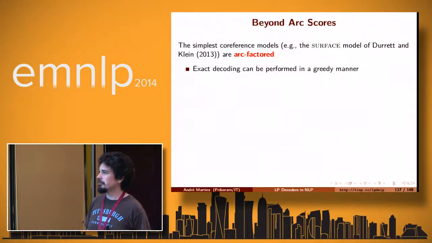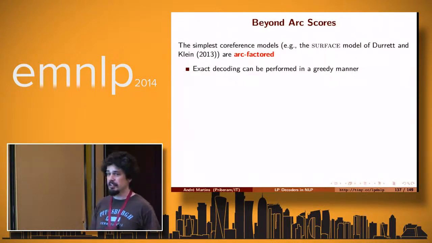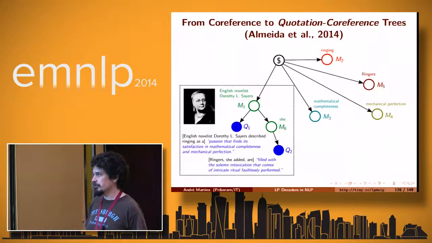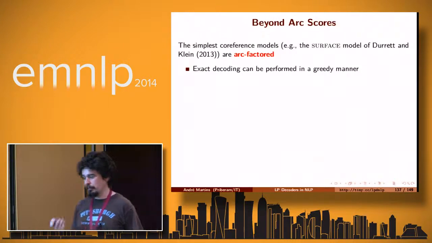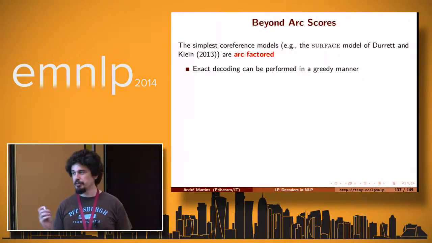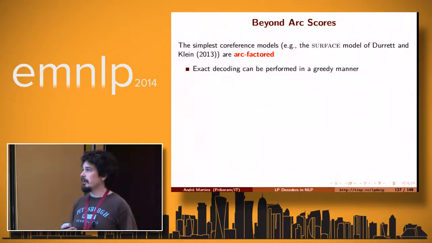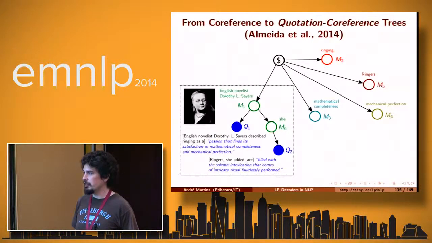All right, so the simplest models for coreference, for example, there is a recent paper by Greg Durrett and Dan Klein that defines a model like this, are arc-factored, meaning that we only have scores for a mention and its antecedents. If you want to do something more complicated than that, it's easy to fall into a problem which is very hard. The advantage of these arc-factored models is that we can do exact decoding in a greedy manner. For this model of Durrett and Klein, we can greedily pick the best antecedent for each mention, which dynamically builds a tree like this.